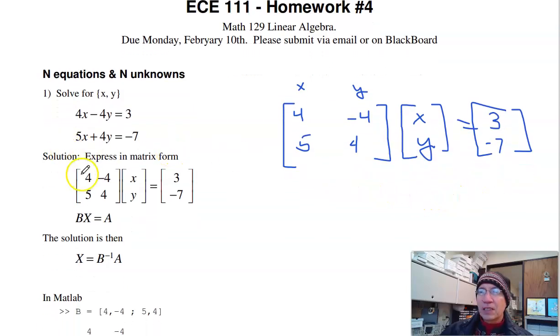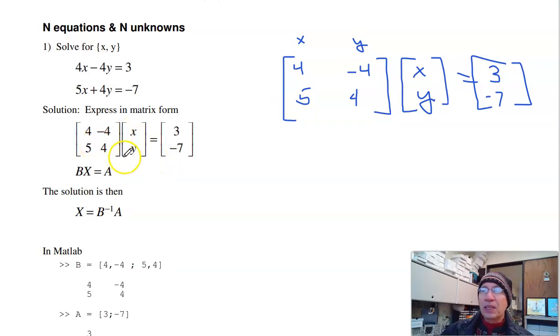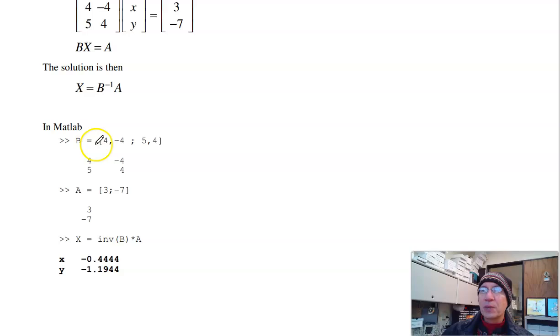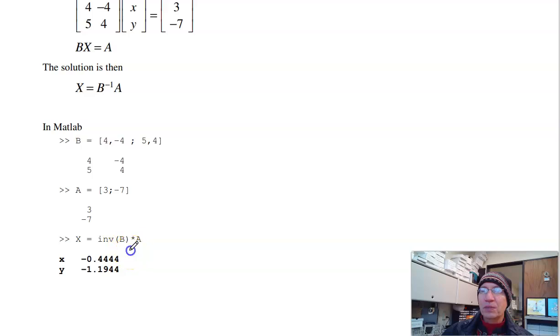So doing that, here's the matrix form. I'll represent that with variables. This is B, this is X, this is A. X is then the inverse of B times A. In Matlab, I would input that. B is the start of the matrix, 4 minus 4, next row, 5, 4. A is 3, next row, minus 7. Then X is the inverse of B times A. There's your answer. Two equations, two unknowns.